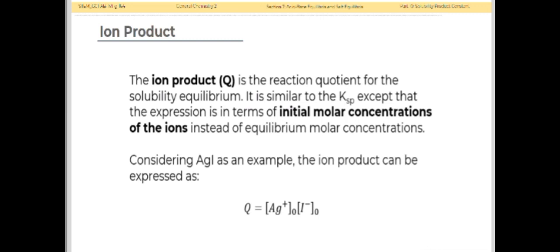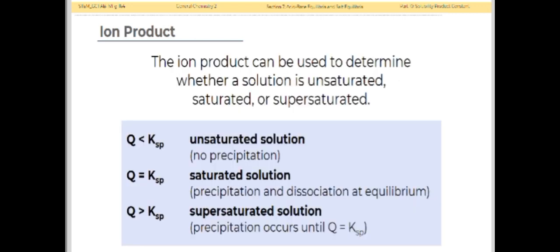The ion product Q is the reaction quotient for the solubility equilibrium. It is similar to the constant, except that the expression is in terms of initial molar concentrations of the ions instead of equilibrium molar concentrations. Considering silver iodide as an example, the ion product can be expressed as Q equals the initial concentration of silver ion times the initial concentration of iodide ion.